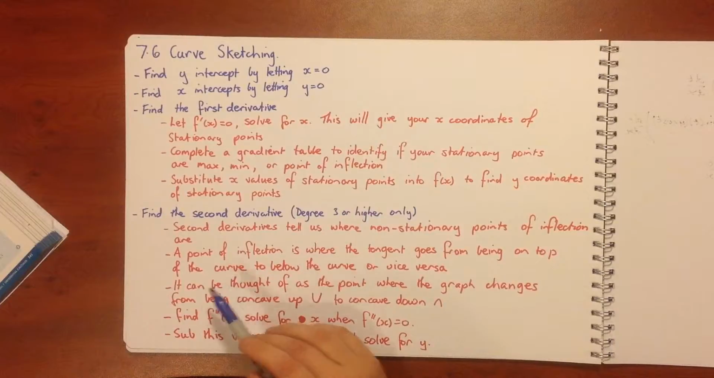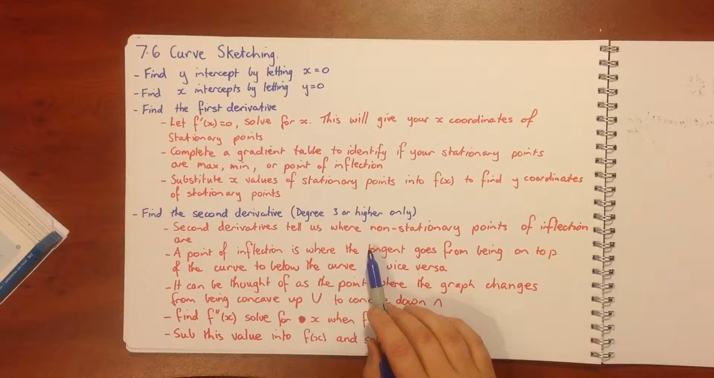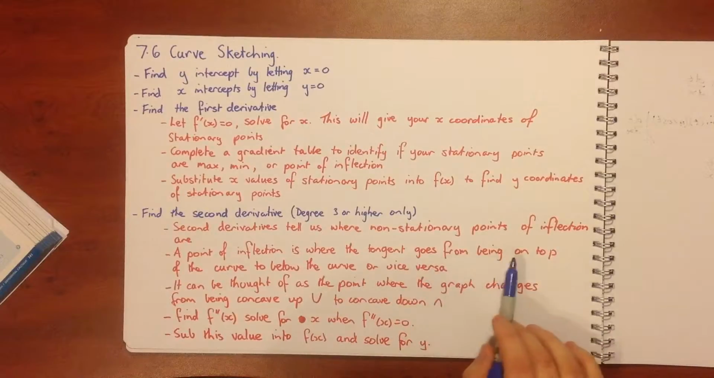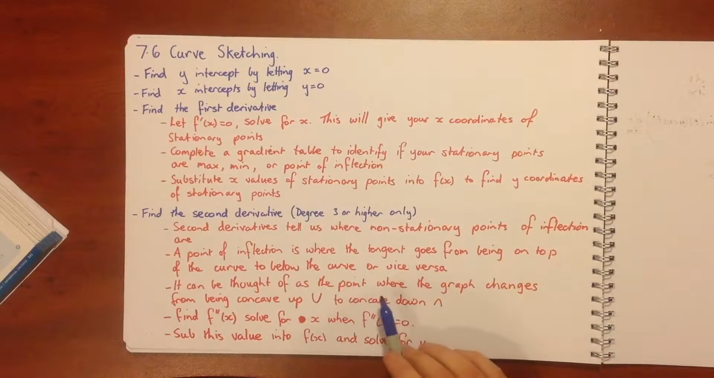Our second derivatives tell us where non-stationary points of inflection are. A point of inflection is where the tangent goes from being on top of the curve to below the curve, or vice versa. It can be thought of as the point where the graph changes from being concave up to concave down. So we find the second derivative, solve for x when the second derivative equals 0, and sub this value into f of x and solve for y.